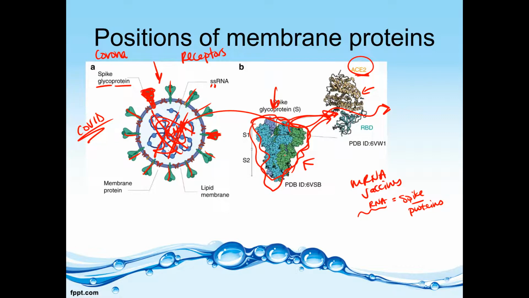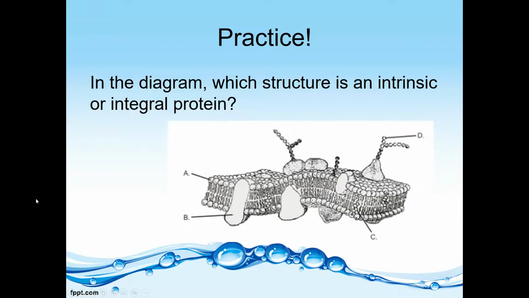And our immune system will then see these spike proteins that our cells are making, and our immune system will have a reaction, and we will bind to and remember how to kill off this virus. So that's how the messenger RNA vaccines work. It's all about these proteins, which is super cool, these membrane proteins. All right, enough of a tangent there about COVID. Let's practice a little bit.